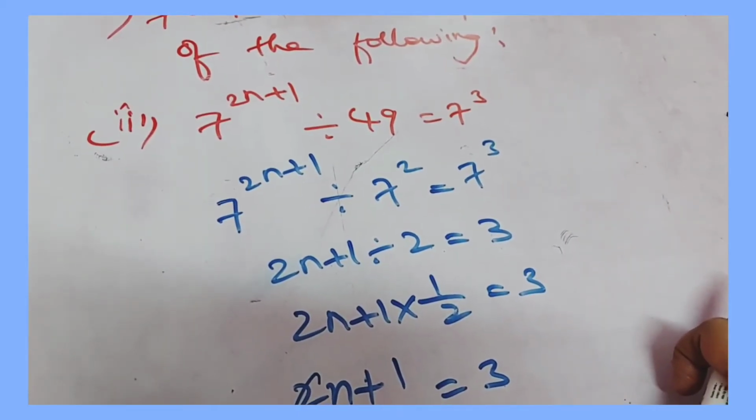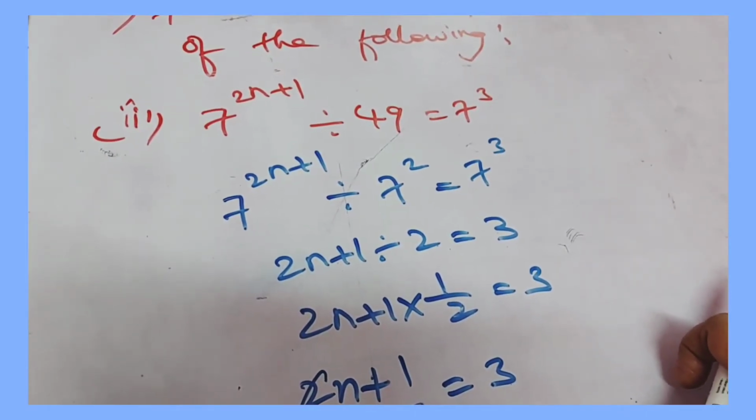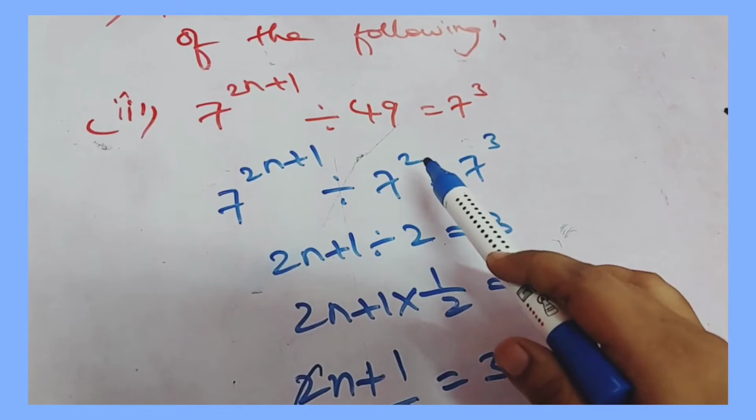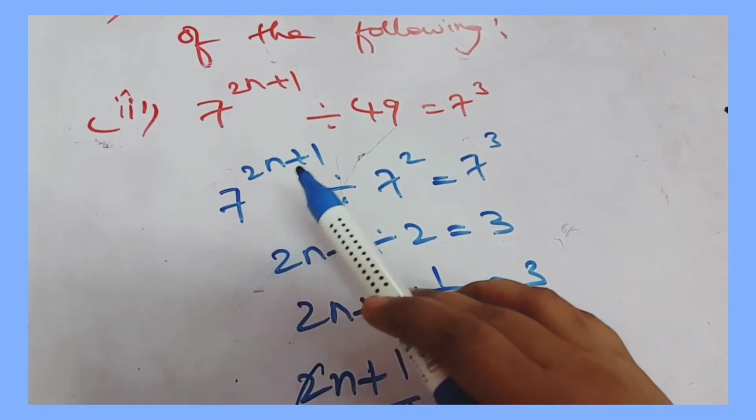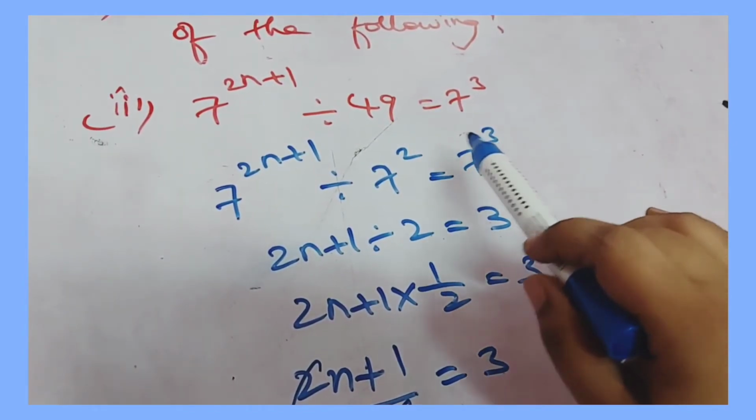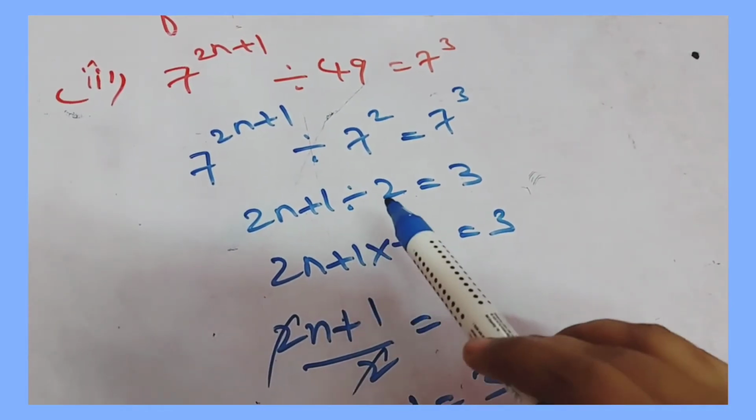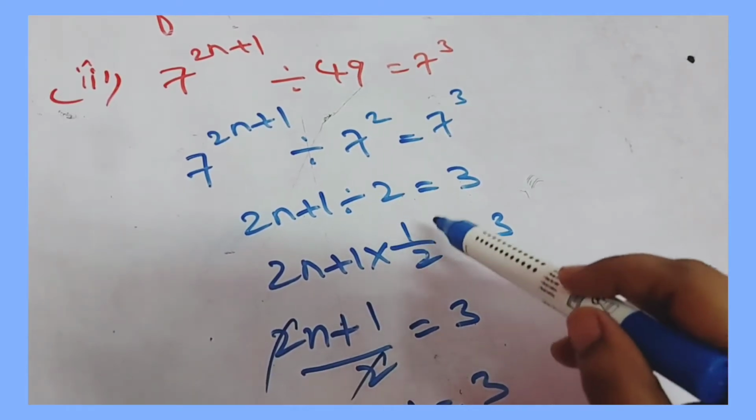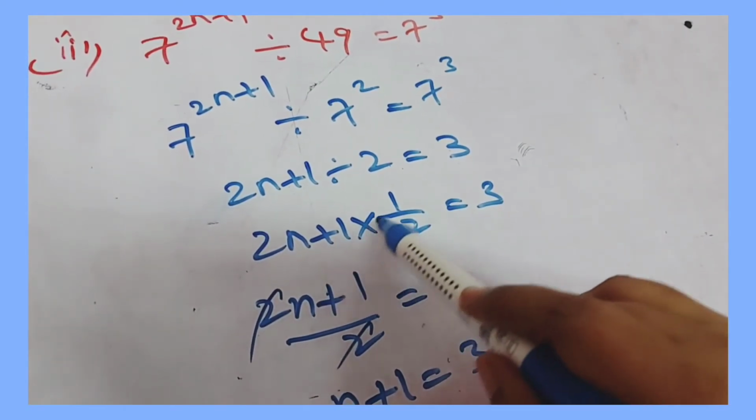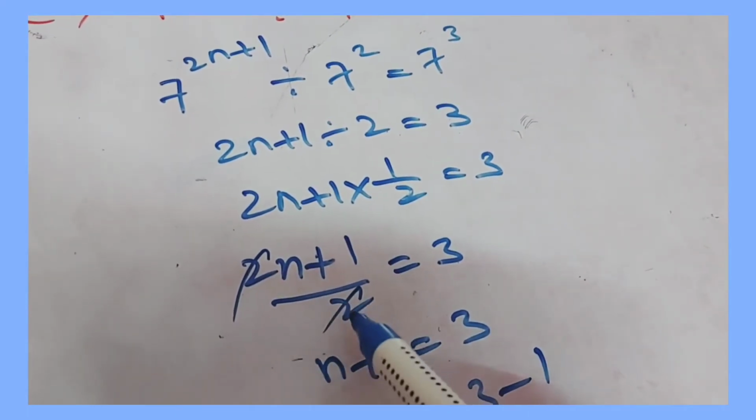So third bit is here, 7^(2n+1) divided by 49 is equal to 7 cube. Now bases are not same, you have to make it same. So we can write this 49 as 7 square. So 7^(2n+1) divided by 7 square is equal to 7 cube. Now you have to take all these exponents. (2n+1) divided by 2 is equal to 3. So now 2n+1 in division, you have to take the reciprocal. It is 2 by 1 into 1 by 2 is equal to 3. Then (2n+1) into 1 is 1 only, 2n+1. So (2n+1) by 2 is equal to 3.